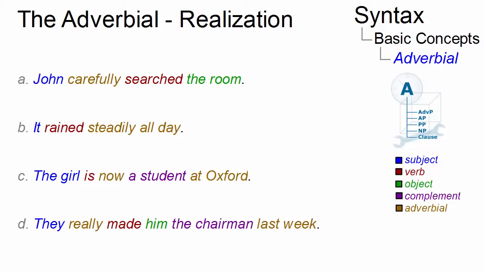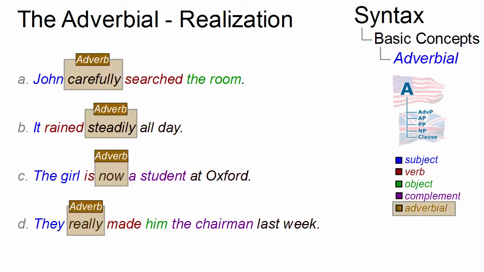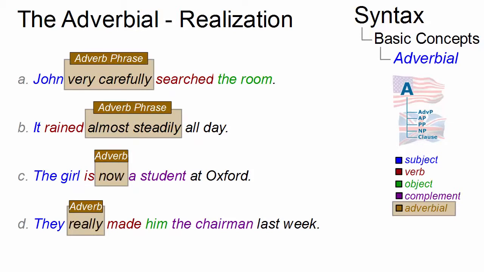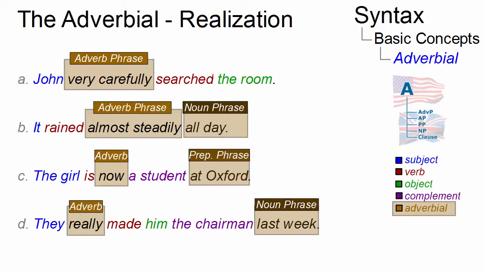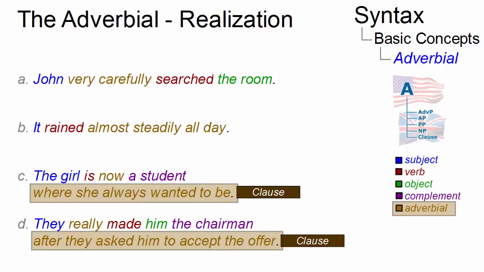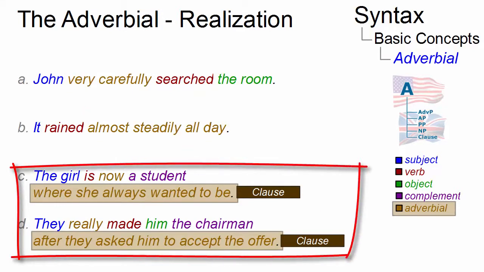The adverbial can be realized by means of simple adverbs like carefully, steadily, now, or really, or in terms of adverb phrases like very carefully and almost steadily in example A and B, as a prepositional phrase like at Oxford in sentence C, or as noun phrases like all day and last week in sentences B and D. And then of course there are adverbial clauses. You see them here in the modified versions of sentences C and D.